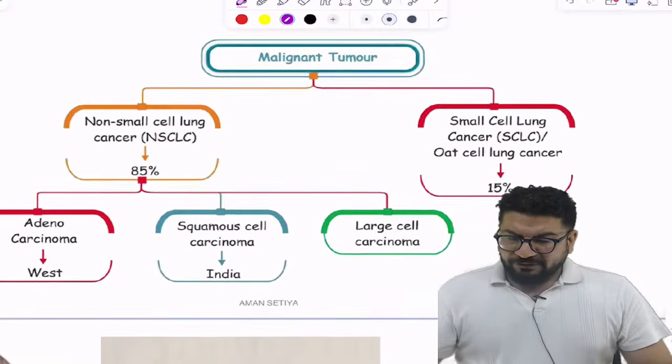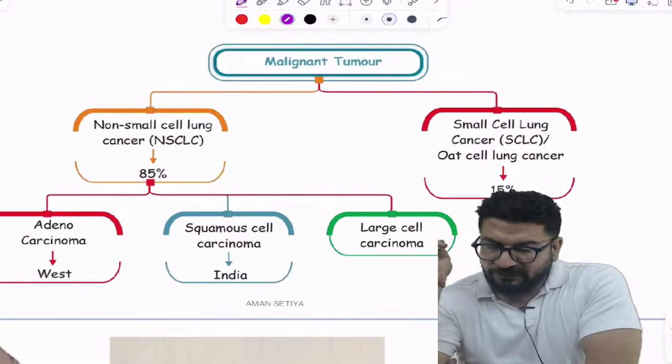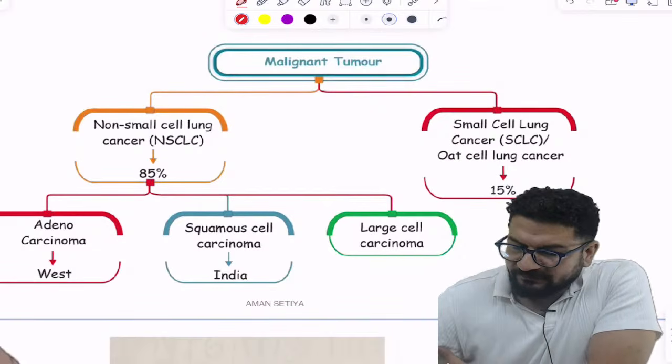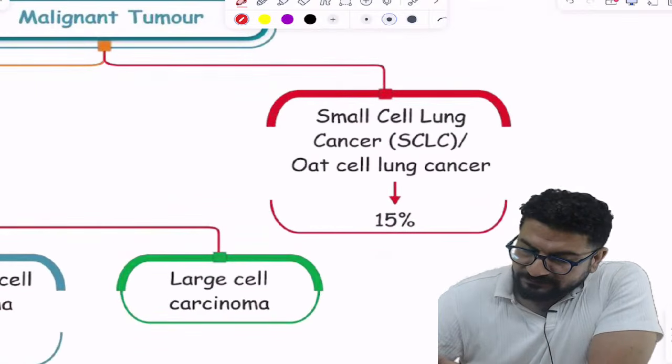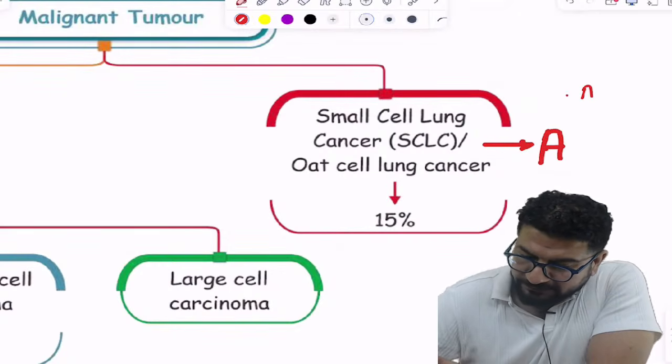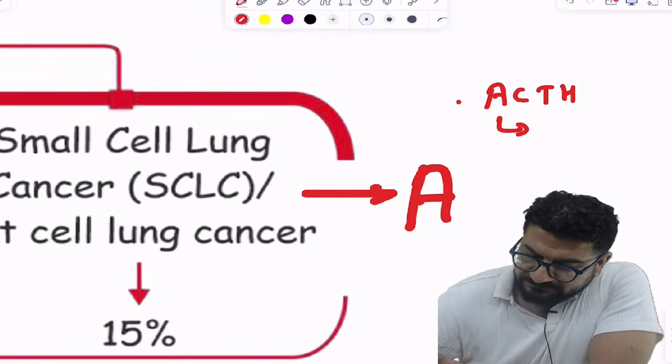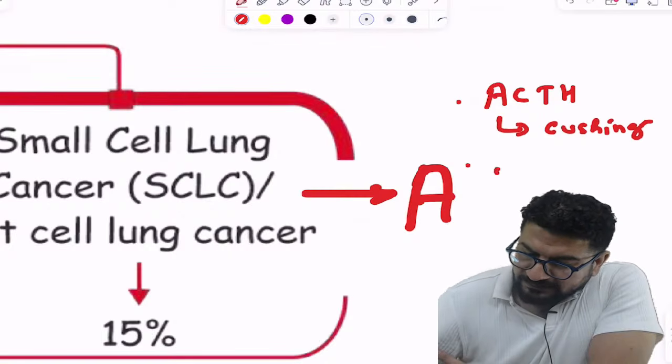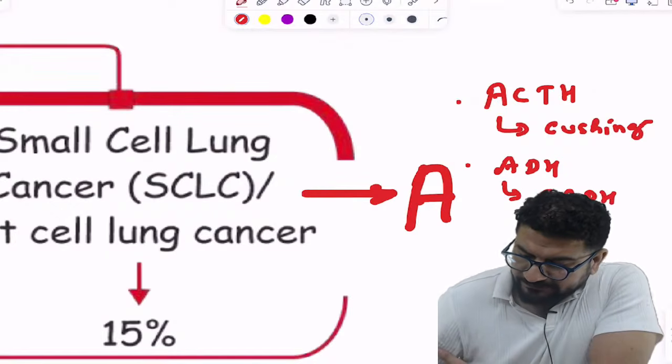Okay, now in malignant tumor, what they ask you is, we have small cell and we have non-small cell. Small cell is also called oat cell. Here, what you have to remember for exam, you have to remember certain A. Certain A means this tumor will produce ACTH. अगर ACTH ज़्यादा होगा, then the patient can develop more cortisol. More cortisol means Cushing. Then this tumor will produce more ADH. If there is more ADH, then what we call this is SIADH.